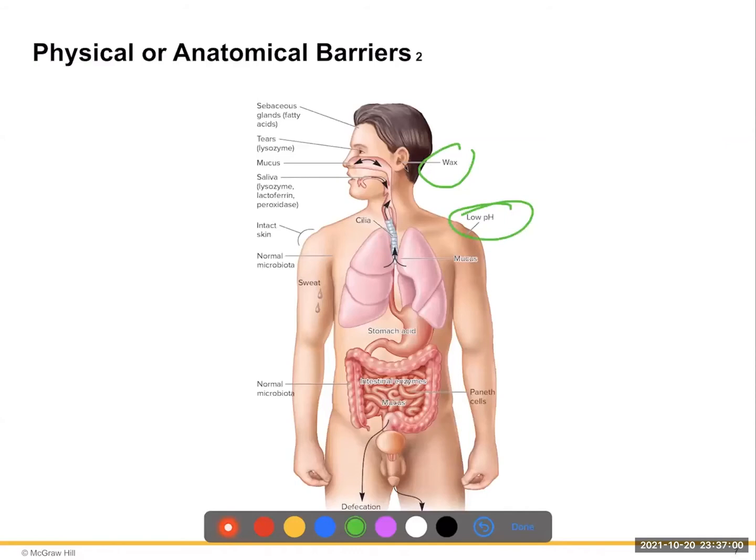Nasal cavity, they can trap pathogens in the lungs. It traps them, and you work with it as you cough up through your lungs. Stomach acid, again, mucus. Normal microbes in the stomach help protect it. Normal microbiota. Okay, intact skin, saliva, mucus again up by the nose that traps pathogens. Tears that flow, and sebaceous glands, fatty acids. The oily substance that goes through the hair follicle cells.